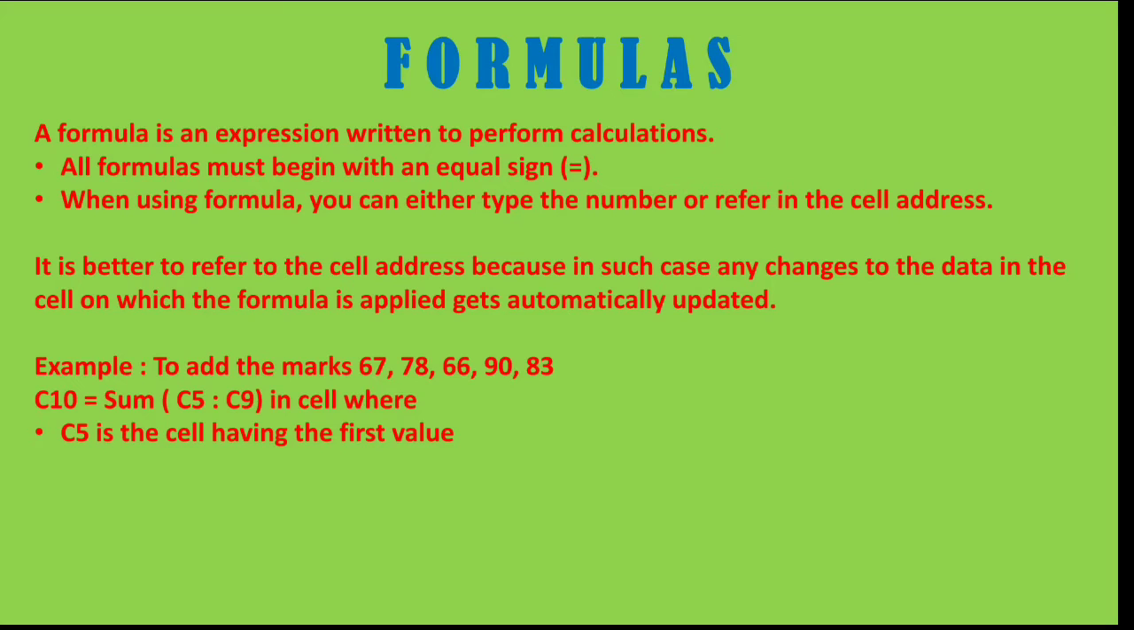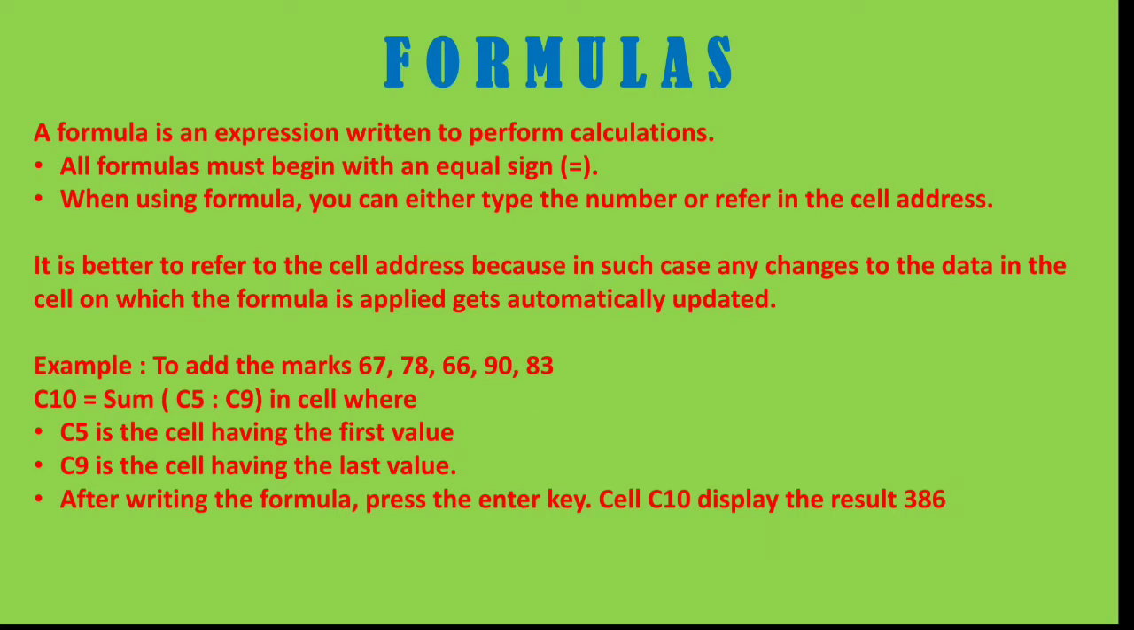So C5 to C9 is called the cell reference or the cell address or the cell range. That is what we are supposed to write instead of writing directly 67, 78 and 66. Now C5 is the cell having the first value, that is 67, and C9, the last cell address, is the cell having the last value, that is 83. Within this range, whatever values are entered from C5, C6, C7, C8, C9, all these values will be added up and will give you the output.